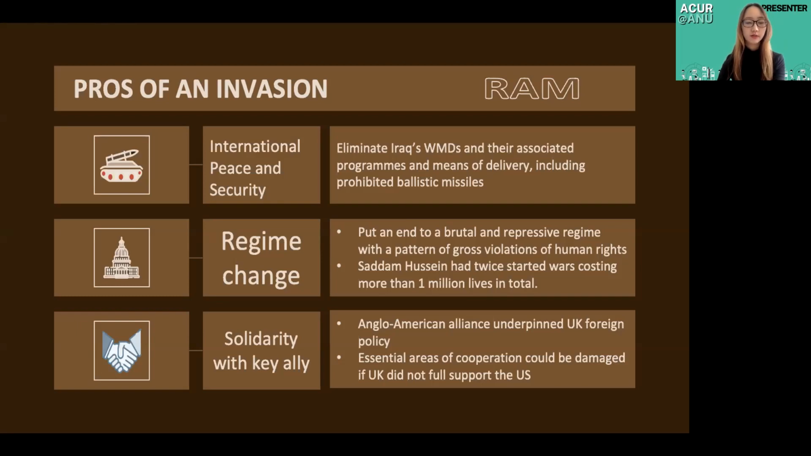Finally, joining the invasion would be an important show of solidarity with the UK's principal ally, the US. The Anglo-American alliance underpinned UK foreign policy, and there were concerns that essential areas of cooperation between the two allies would be damaged if the UK did not fully support US over Iraq.